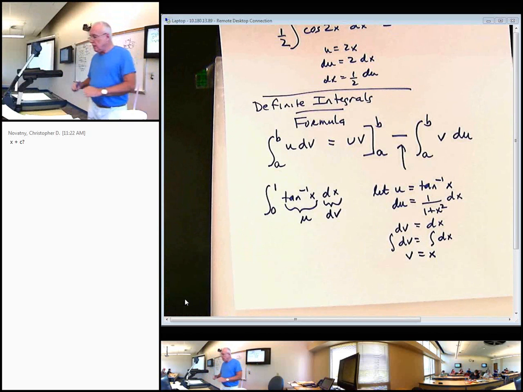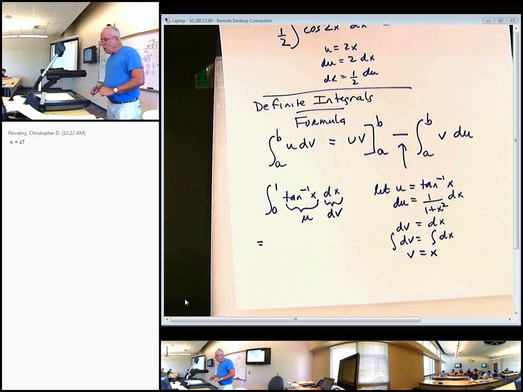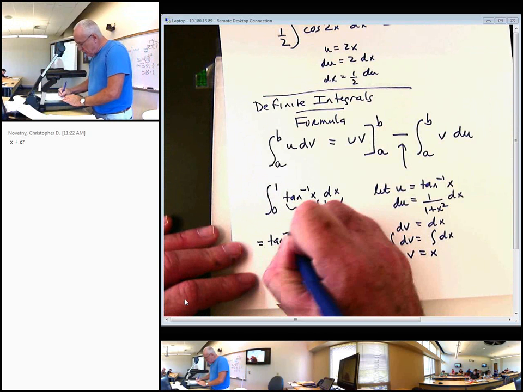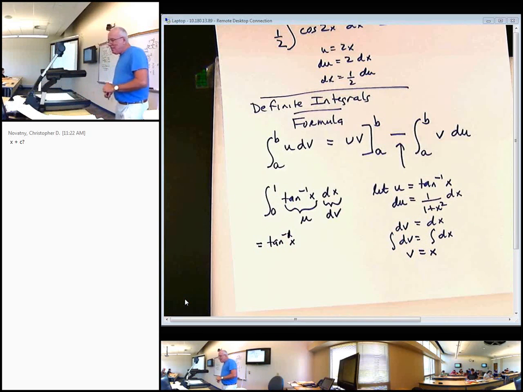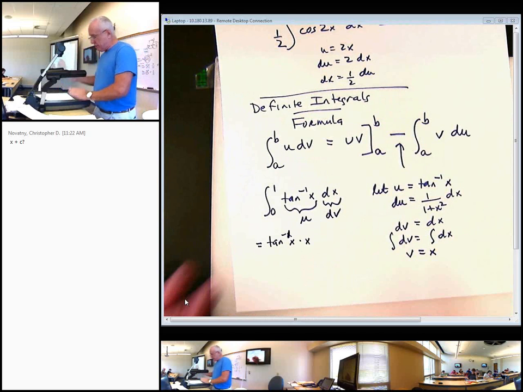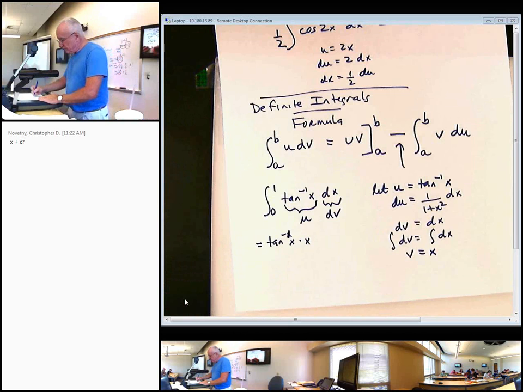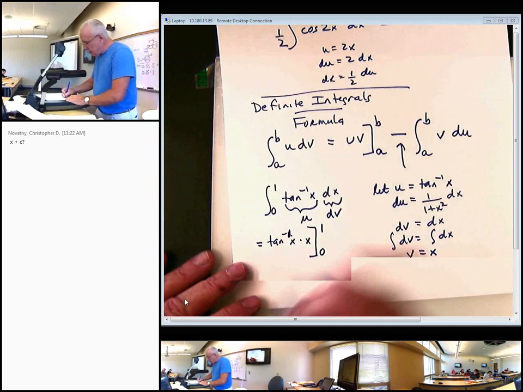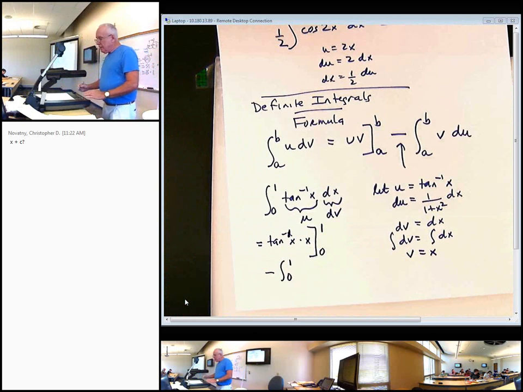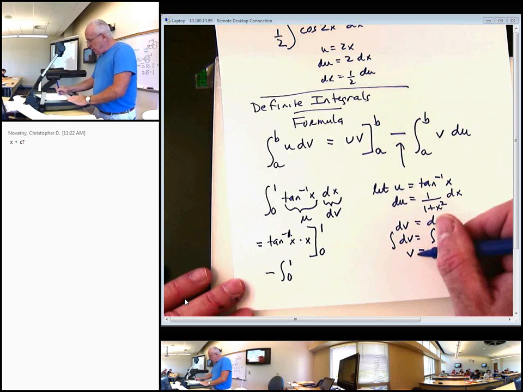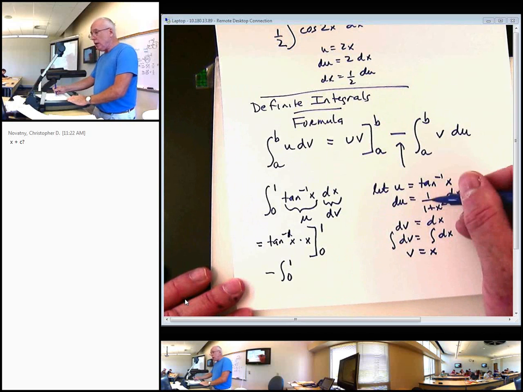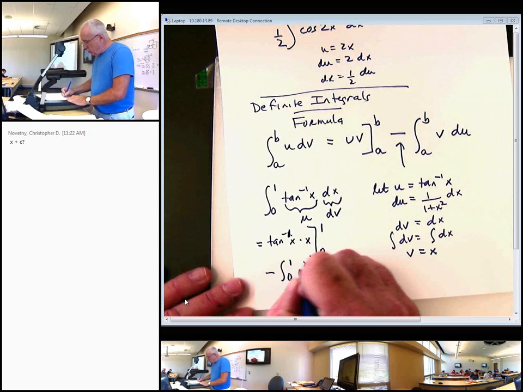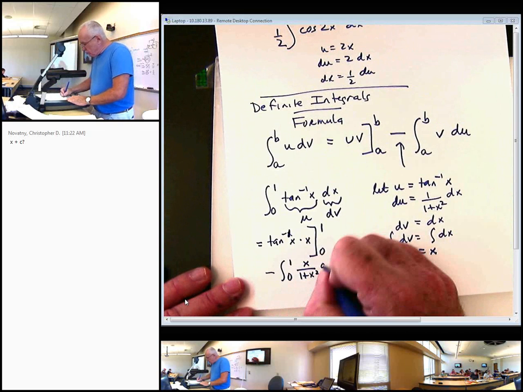All right. Now, let's see what happens here. This is going to equal u times v. So what do we have? u is the tan inverse of x, and then v is equal to x. So that's our u times v. Let's put in our bracket with our lower and upper limit. And then let me go down here, minus the integral from 0 to 1. Now it's v du. v is x. du is 1 over 1 plus x squared. So I can write v du as x over 1 plus x squared, and then, of course, don't forget the dx.